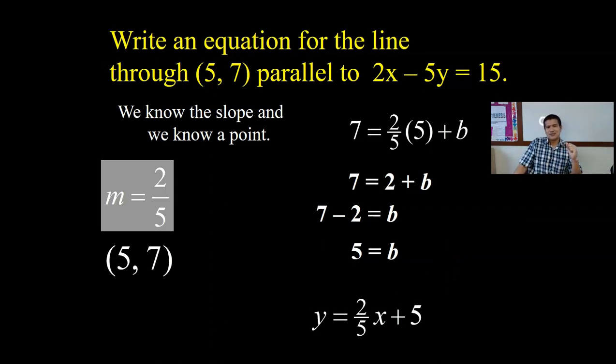It says to write an equation for the line through (5, 7). So the equation is y equals 2 over 5x plus 5. So the first thing we do is find the slope, and after that write the intercept using the two points so that we can write this equation.